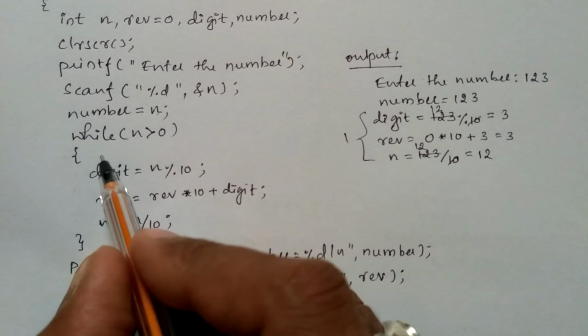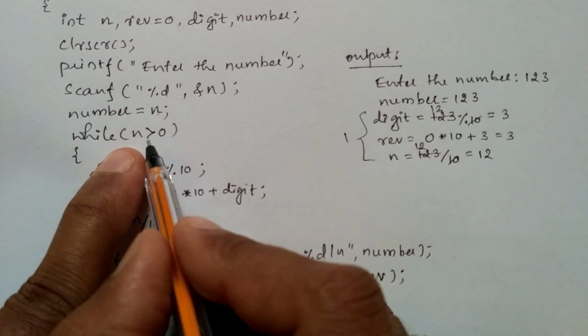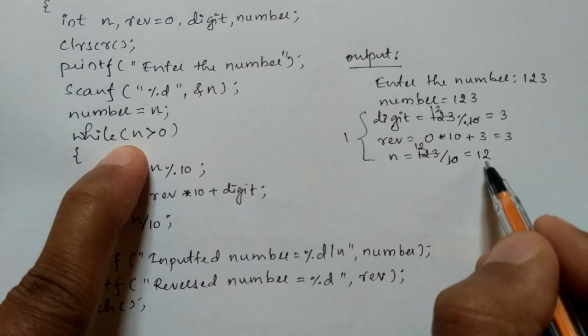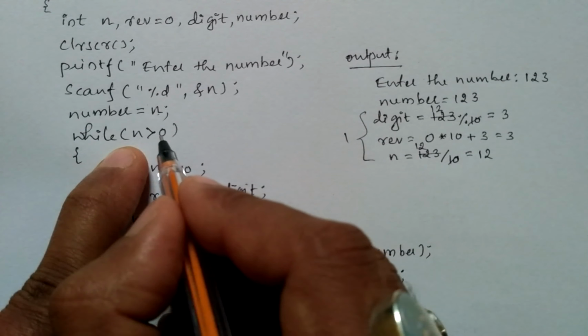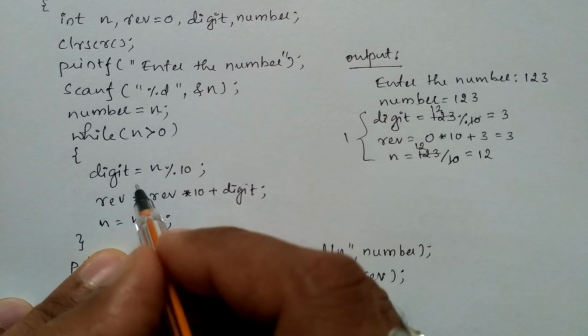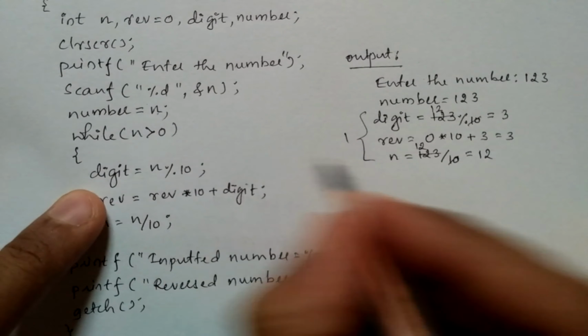Again control transfers to the while loop to check this condition. What is the value of n now? The value of n is 12. So 12 is greater than 0. Yes, the condition is true. Again these three statements will get executed.